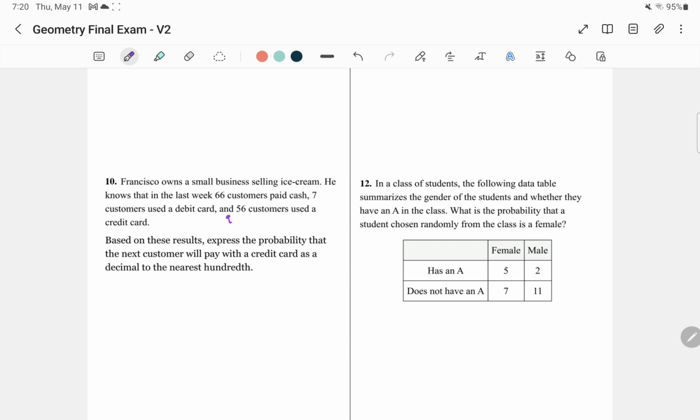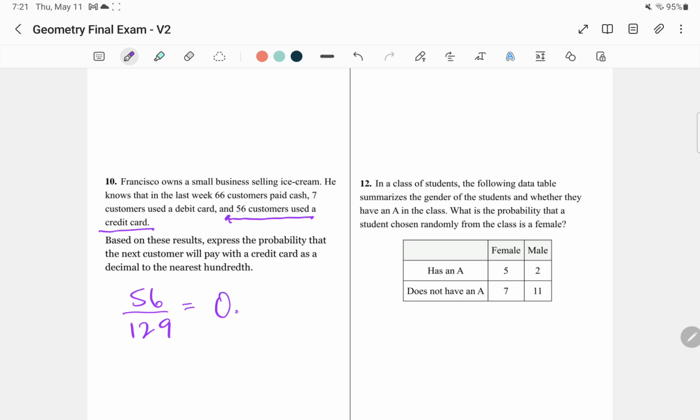All right, 56 customers used a credit card. And so I'm going to put 56 on top. And then how many total customers were there? So we're going to add 66 plus 7 plus 56 equals 129. And I'm going to express this as a decimal, so I'm just going to go ahead and divide. 56 divided by 129 equals.